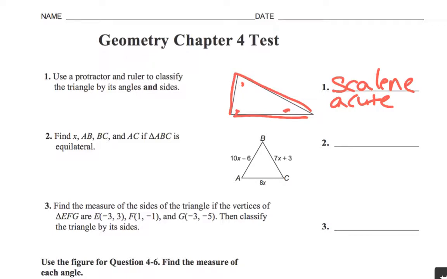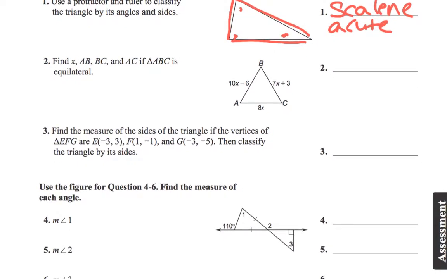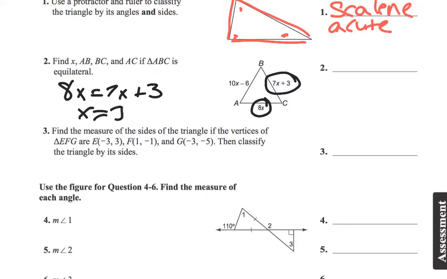Number 2, it says to find x, AB, BC, and AC if it is equilateral. So equilateral means that all the sides are the same. They're congruent, so I'm going to pick the 2 easiest ones for me. 8x equals 7x plus 3. So subtracting the 7x, I get x equals 3. So first of all, x equals 3. Now it said AB, BC, and AC. So the length of AB would be 30 minus 6, which is 24.